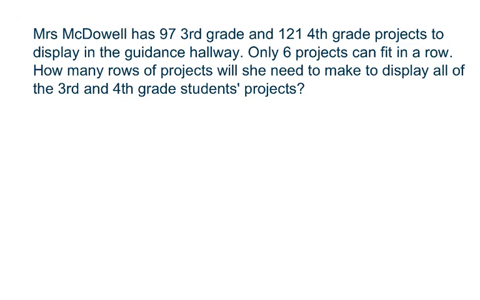Okay, again, think of this like a story. She has all of these projects, and then she needs to split them into equal rows. In order for us to figure out what our total is to divide, we're going to need to figure out what that total is. In this problem, she has 97 for third grade and 121 projects for fourth grade. And those are going to give us our total number of projects that she's then splitting into rows.